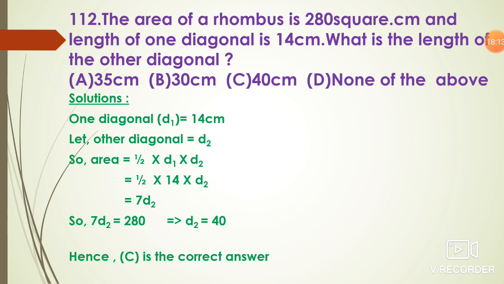Question number 112. The area of a rhombus is 280 and the length of one diagonal is 14. What is the length of the other diagonal? We know that the area of a rhombus equals half into d1 into d2. So after putting the value of d1, that means the first diagonal, we will get area equal to 7 d2. So 7 d2 equals 280, because the area is given as 280. So d2 equals 280 by 7, so 40. So C is the correct answer.